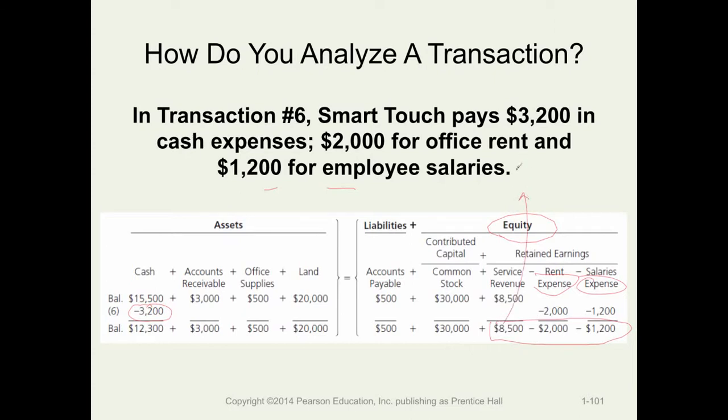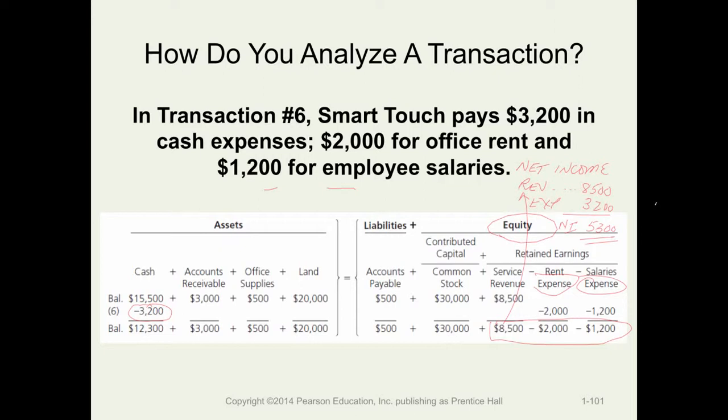And at this point, if we wanted to, we could calculate net income as revenues 85 and expenses 32. So the net income is $5,300. So at this point, net income is $5,300.